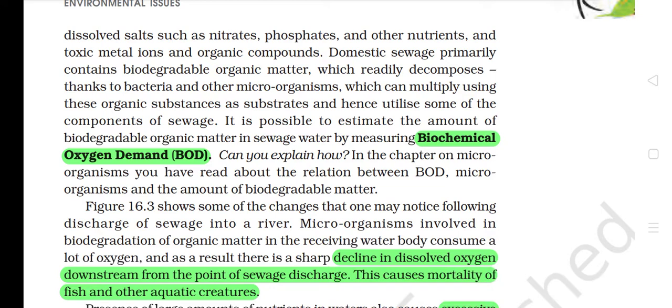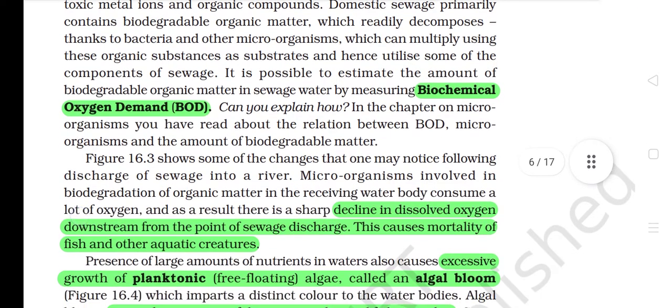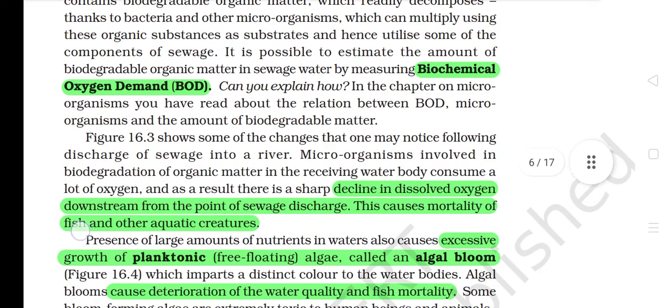Domestic sewage primarily contains biodegradable organic matter which readily decomposes, thanks to bacteria and other microorganisms which can multiply using these organic substances as substrates and hence utilize some of the components of sewage. It is possible to estimate the amount of biodegradable organic matter in sewage water by measuring biochemical oxygen demand (BOD). Can you explain how? In the chapter on microorganisms, you have read about the relation between BOD, microorganisms, and the amount of biodegradable matter.